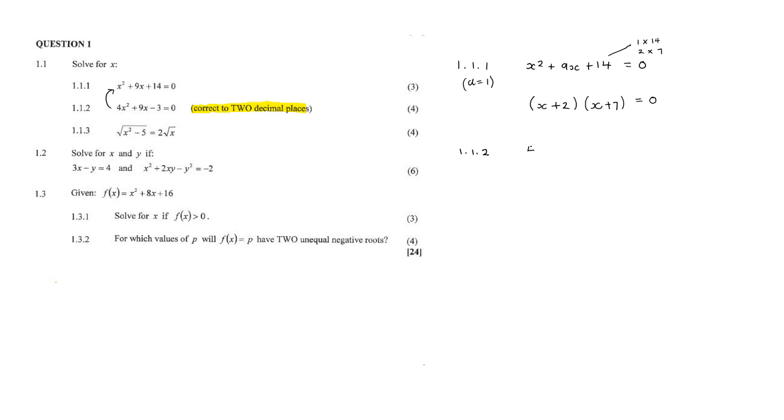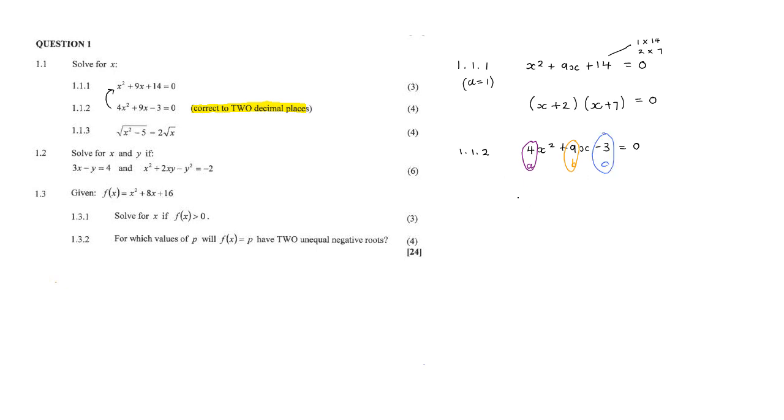Okay, so we have 4x squared plus 9x minus 3 is equal to 0. Okay, let's identify our a, b, and c values. Right, so a is 4. b is 9. And c is minus 3.